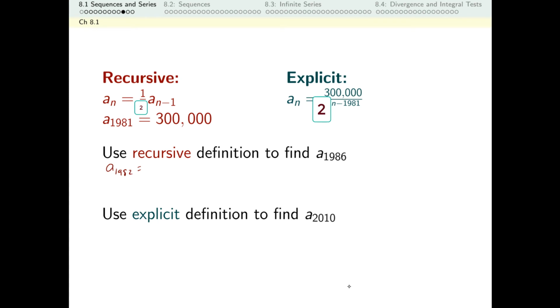1982 was 1/2 of 1981. That's $150,000. 1983 was 1/2 of that. That's $75,000. 1984 is 1/2 of that. That's $37,500. Term 1985 is 1/2 of that. And term 1986 is 1/2 of that.